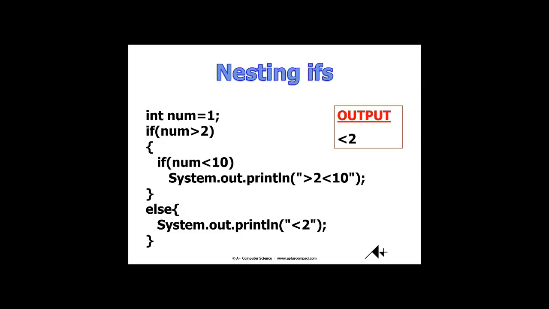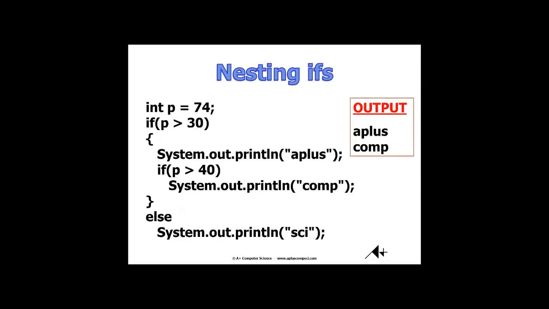Assume, though, that num was 5. If num was 5, the num greater than 2 condition would be true. Then it would go on inside that block of code attached to that if and then evaluate whether num was less than 10. If it was 5, it'd be less than 10. It'd print out greater than 2 and less than 10. We'll look at this one a little more closely when we get to the code here in just a second.